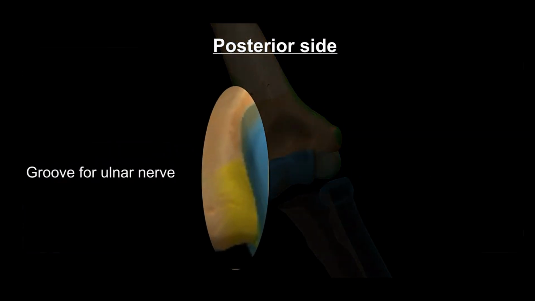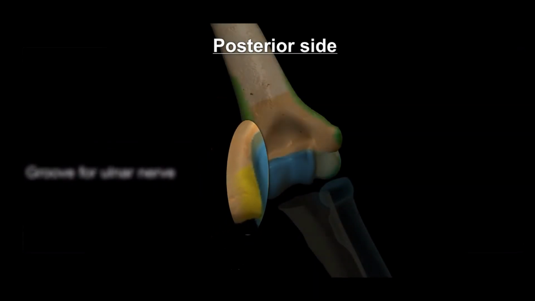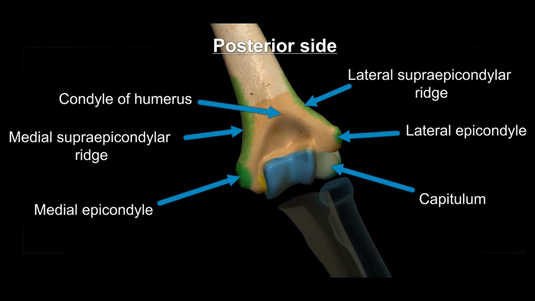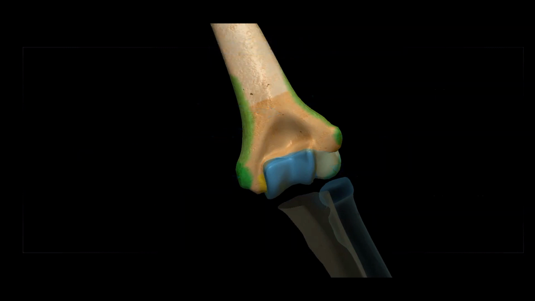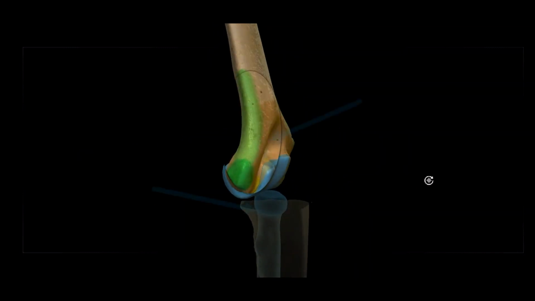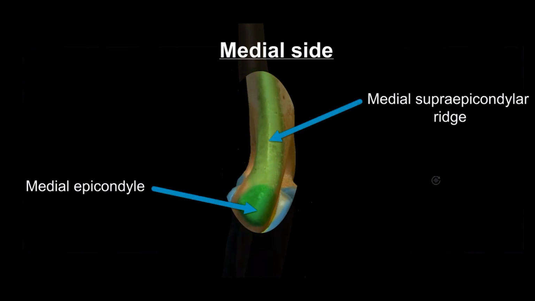The yellow line shows groove for ulnar nerve, located just beside the medial epicondyle. You can also identify these landmarks on this surface. Medial side also contains medial supraepicondylar ridge and medial epicondyle, just like a lateral side.